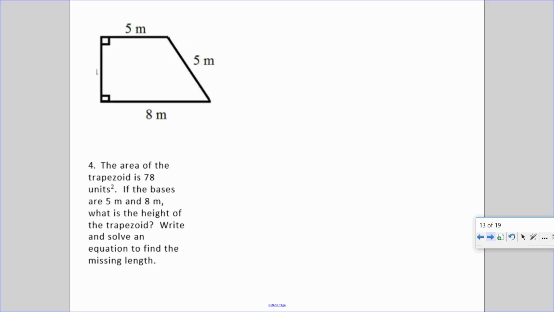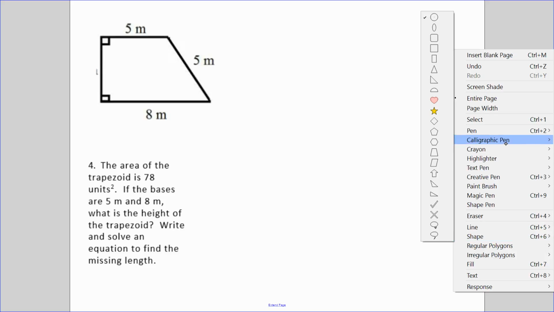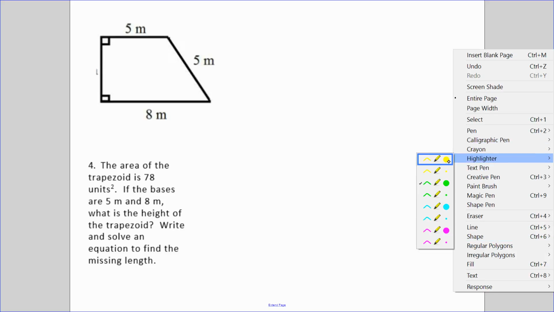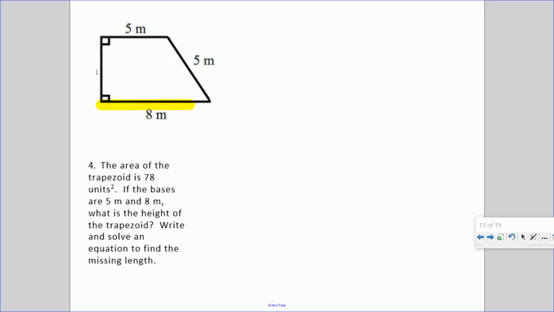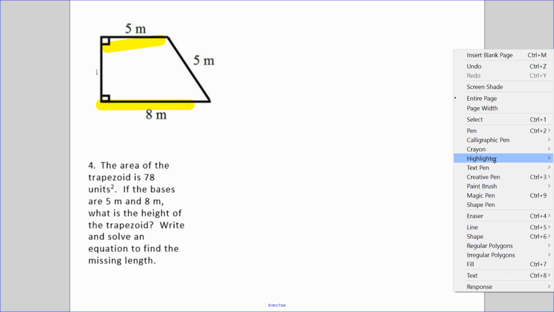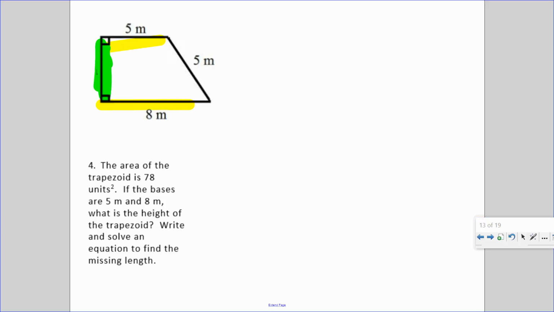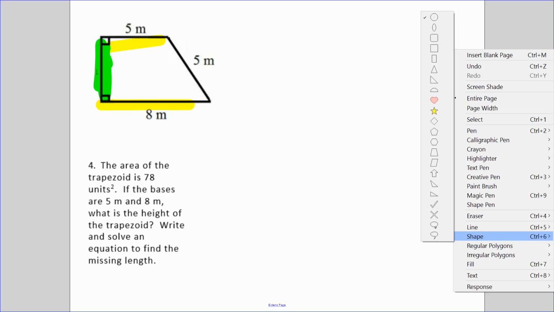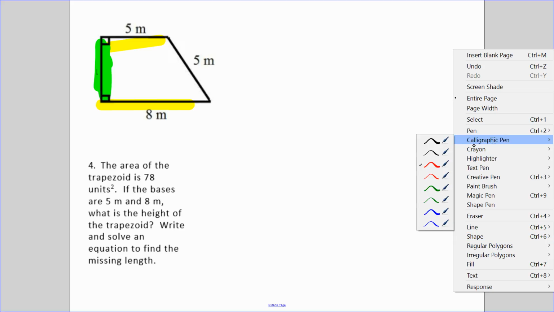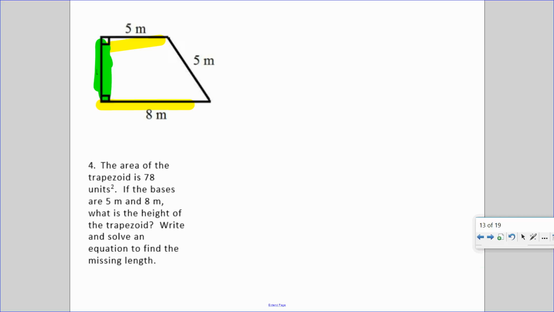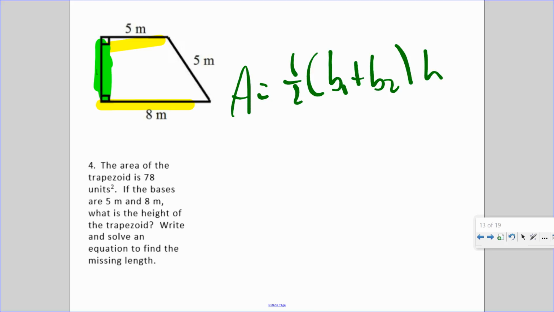What if you are given a tougher question such as this? This is the backward question. Some of you may like them, some of you may not. These are the bases in yellow, and this is the height in green. So in this one, it said the area, let's write the formula. A equals 1/2 b1 plus b2 times height. The area of the trapezoid is 78 units. So replace the area with 78 units.